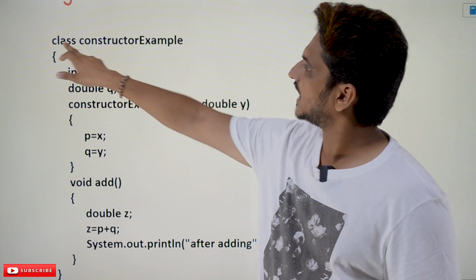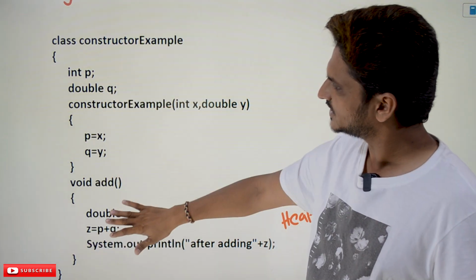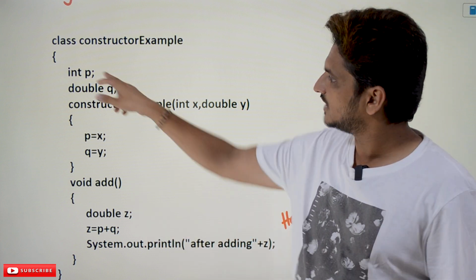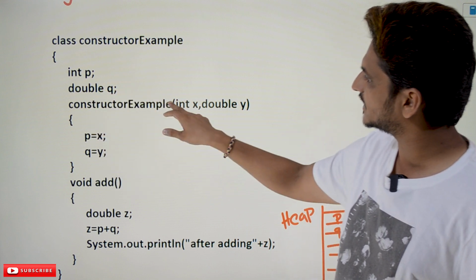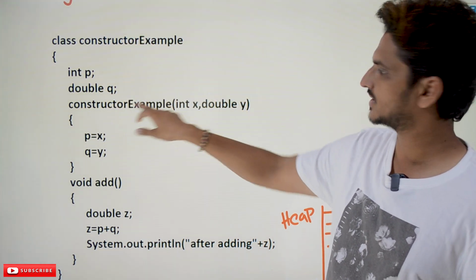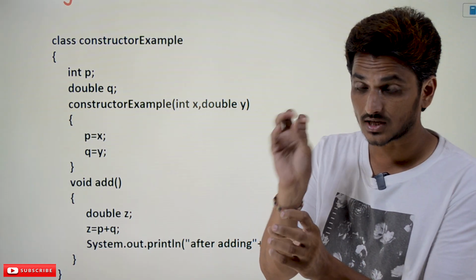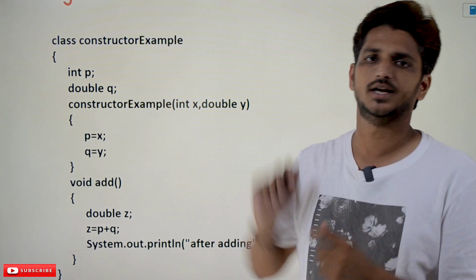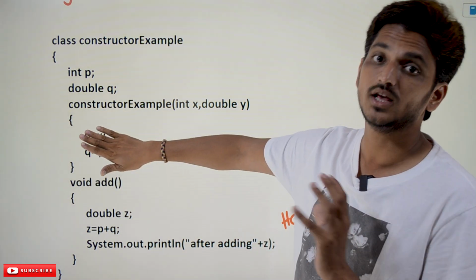Now this is the class ConstructorExample. Open brackets, close brackets. In this class we have two instance variables, int p, double q. By default, what are the values for these? 0, 0.0. And we have written a constructor, ConstructorExample, same as the class name, open brackets, close brackets, int x, double y. Whenever we call this constructor, we need to send two values. One should be of type integer, another of type double. Whatever we have written between the brackets is the body of the constructor.